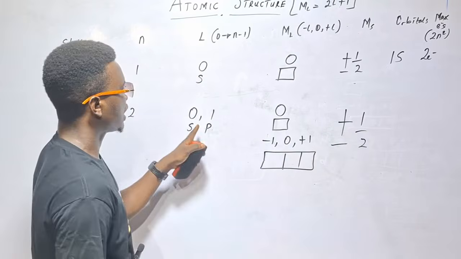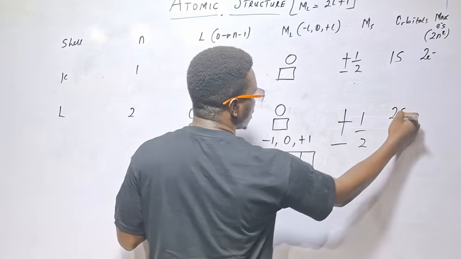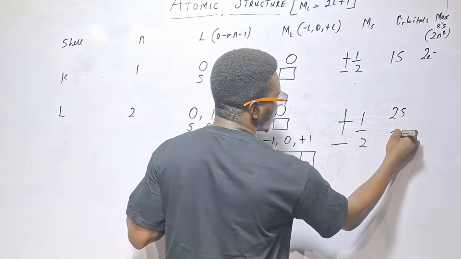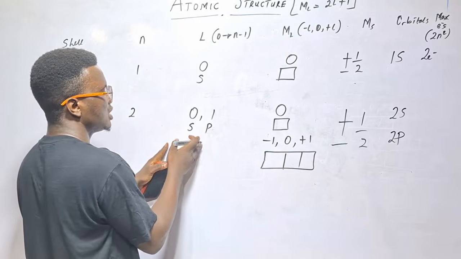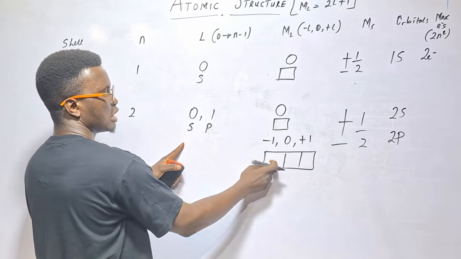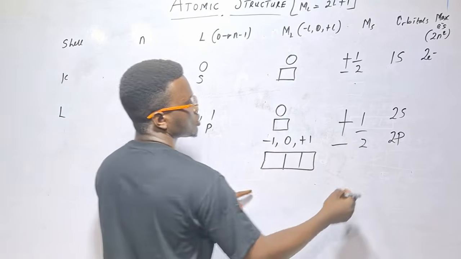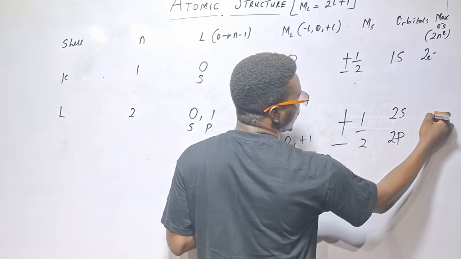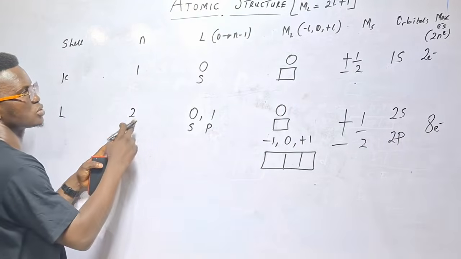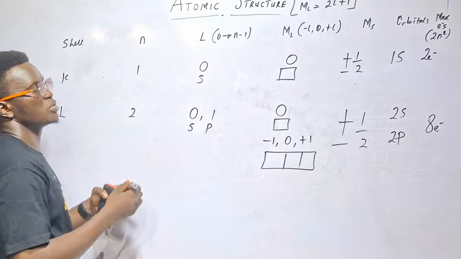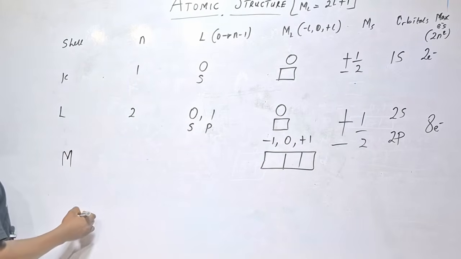So the value will always be plus or minus 1/2, because 1 electron will spin up and 1 electron will spin down. So that will be 2s and 2p, because L is s and p. So what will be the maximum number of electrons? 2 electrons will be in s and 6 electrons will be in p. So that means the maximum number of electrons will be 8 electrons in total. Or you can just say 2 raised to power 2, that's 4. 4 times 2, that's 8. So you can determine that.